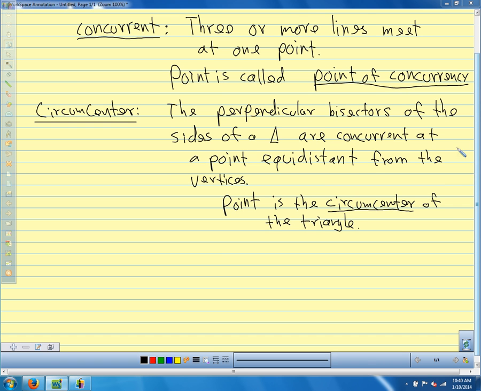And the reason we call it the circumcenter, it is the center of the circumscribed circle. Circumscribed, I'm going to put in parentheses, means drawn around. So it's the center of the circle that fits exactly around the outside of the triangle. It's going to touch each vertex.